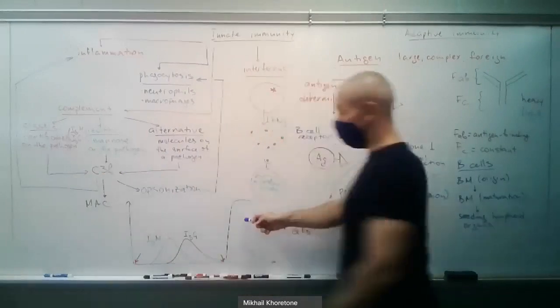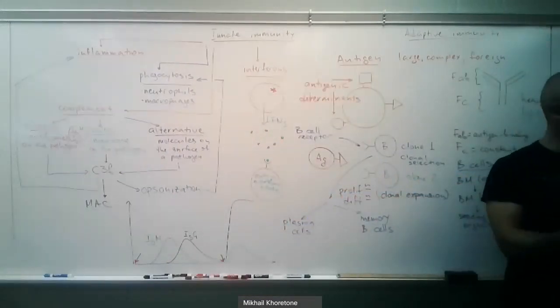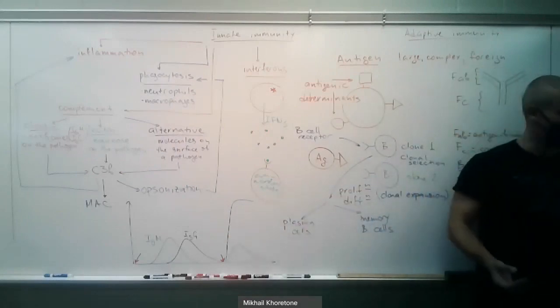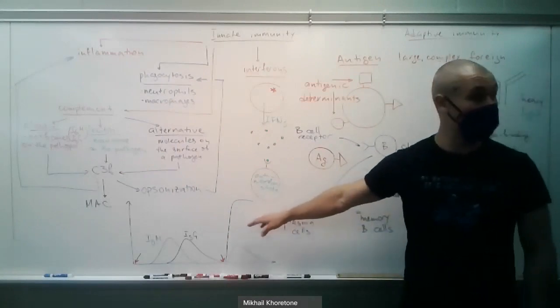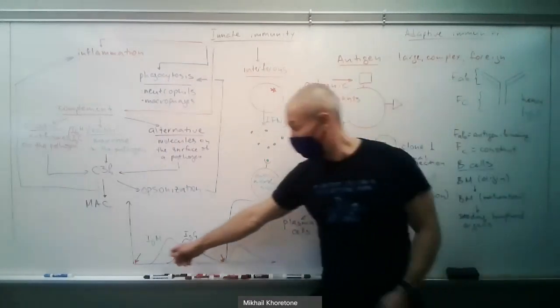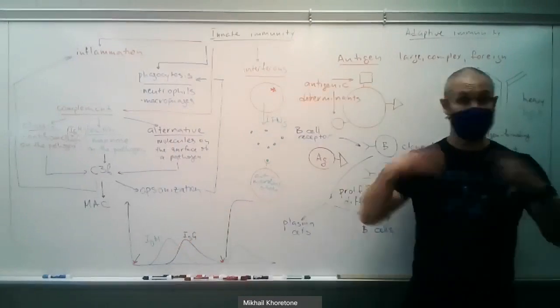It's going to skyrocket almost immediately. Does that make sense? So secondary response is faster and it's more robust. Are we clear? This is why vaccines work. That's our response to vaccine. That's our response to secondary response.